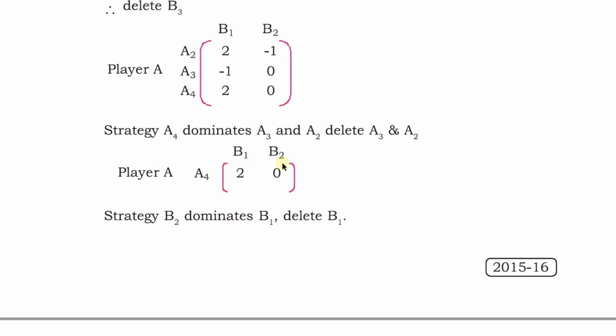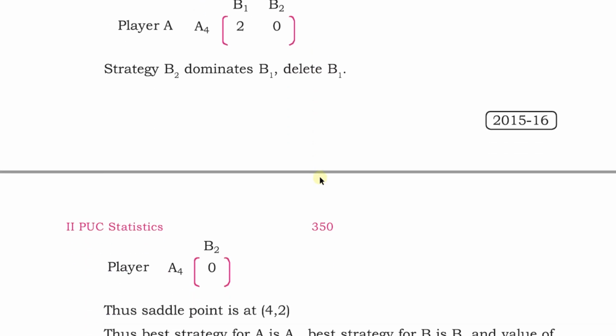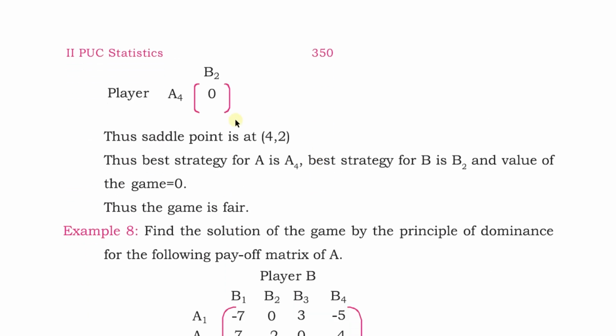Now again you have to employ the column wise method. So 2 and 0. b1 is a column here, b2 is a column here. When you are employing the column strategy here, the smaller one dominates the larger one. Here 0 is the smaller one, 2 is the larger payoff. So therefore b2 dominates b1. Therefore delete b1. What remains here is, for player A, the last strategy a4, and for player B it remains b2.